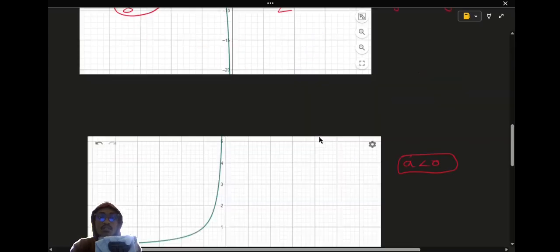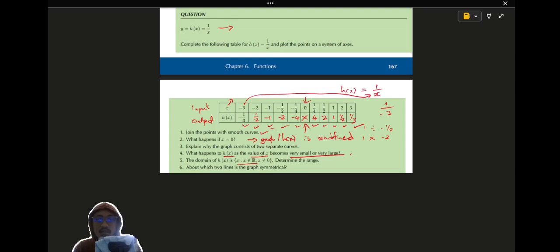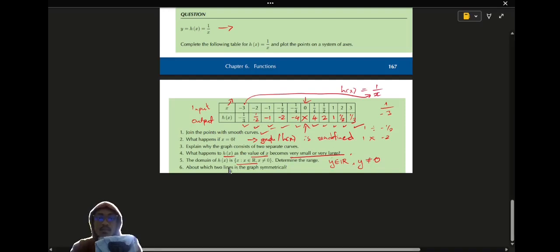All right. So now let's look at the other question. The domain of h of x is this. Remember our domain: x is an element of all real numbers, but x is not 0. Determine the range. We've already determined the range. The range is also y is an element of all real numbers, but y is not 0 in this case, right? Remember when we were talking about domain and range. And then, about which two lines is the graph symmetrical?